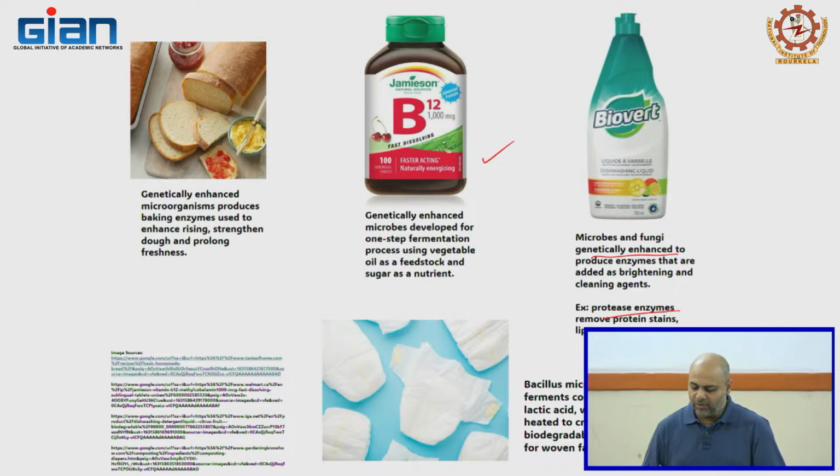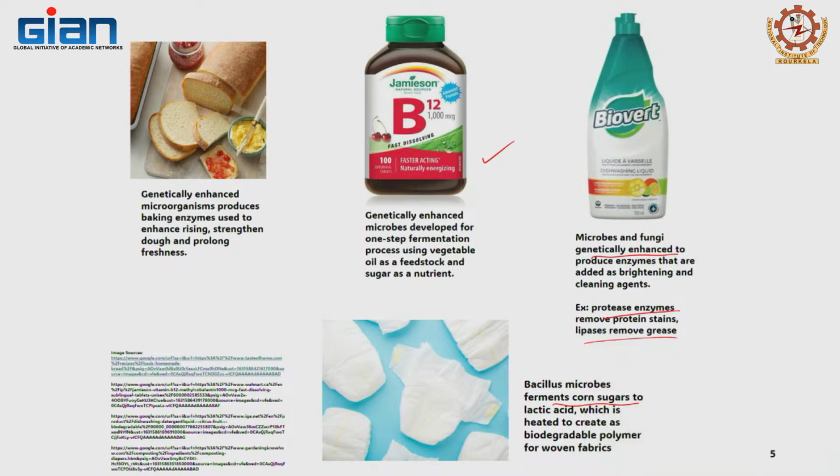Now, Bacillus microbes ferment corn sugar to make lactic acid, which is heated to create biodegradable polymers for woven fabrics, and these are the ones which are used to make diapers for kids, for babies.